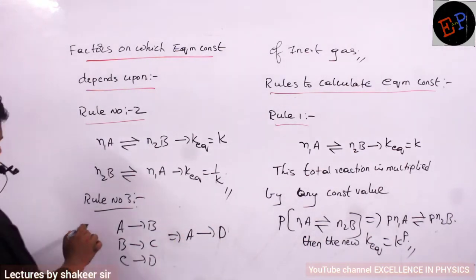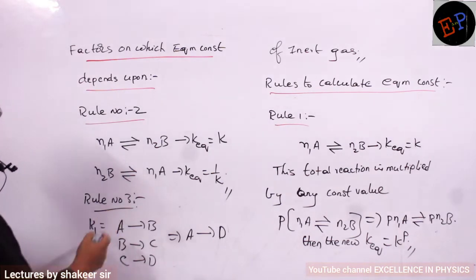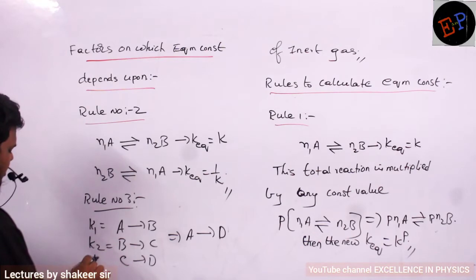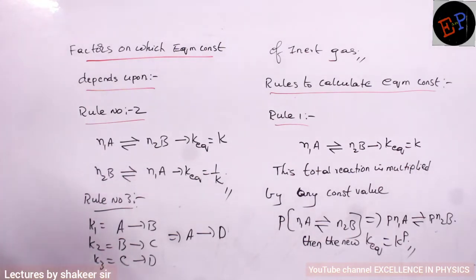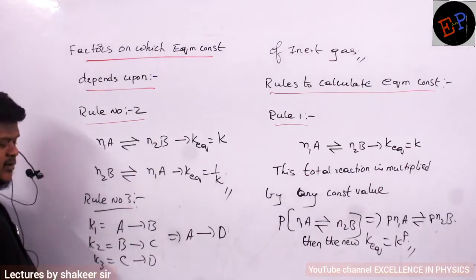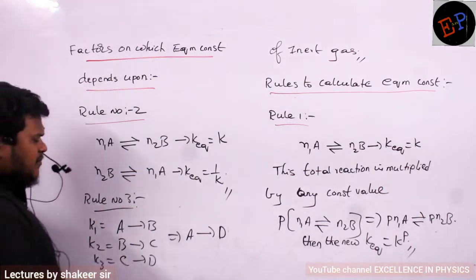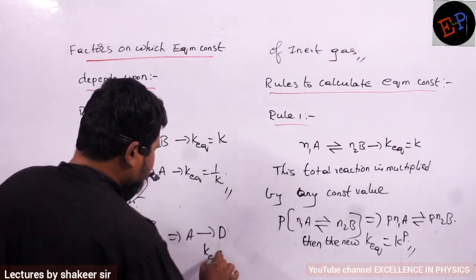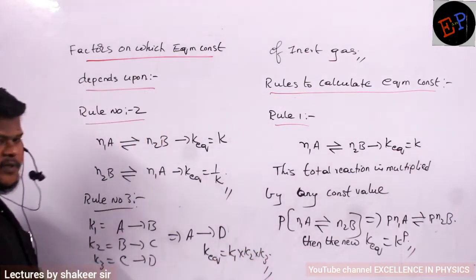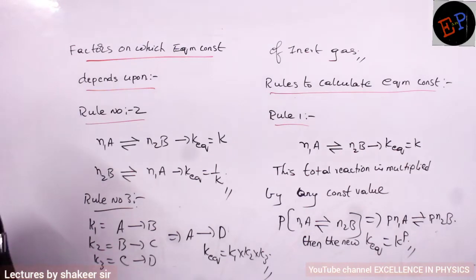So for this particular reaction, the equilibrium constant is K1, and for this reaction it is K2, and for the third reaction it is K3. Then for the final reaction, where A is directly converting into D, or through the steps it is converting into D, here I can write the equilibrium constant is equal to the product of K1 into K2 into K3. Okay? So this is our rule number 3.